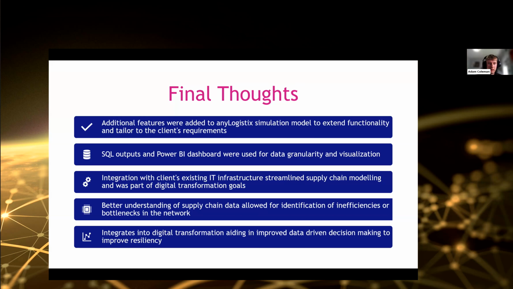So that allowed for a better understanding of the supply chain data. And then it made it a lot easier to identify where the inefficiencies or bottlenecks were within the network, which was a lot harder to do before because a lot of the data was poor quality. And then because we've integrated this into a wider digital transformation, they now have more clarity over the entire network as a whole, and hopefully will improve their resiliency as a supply chain.